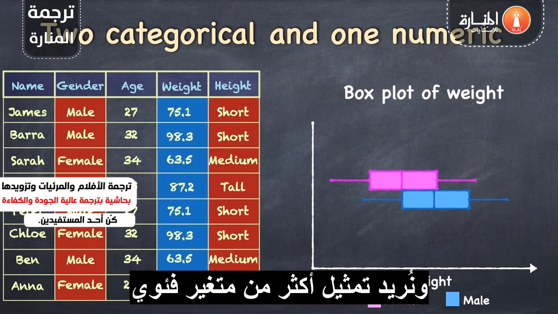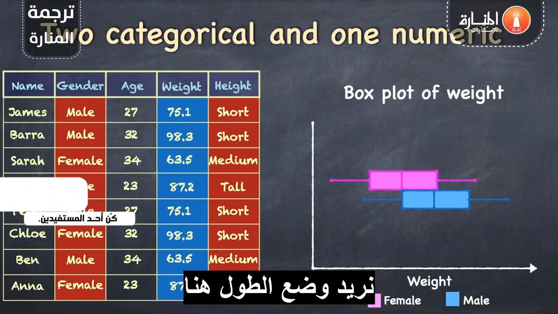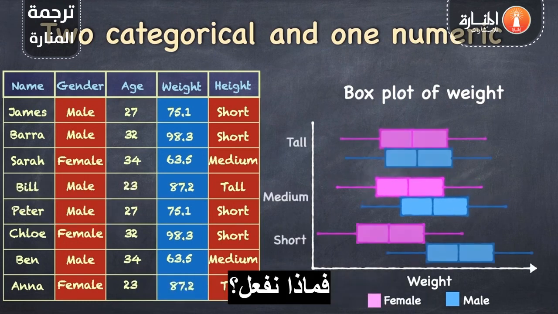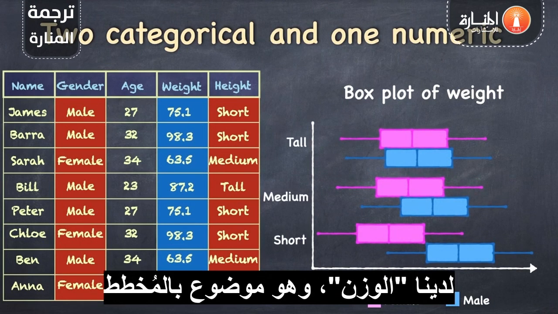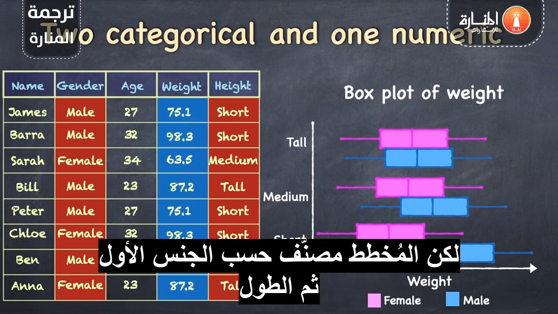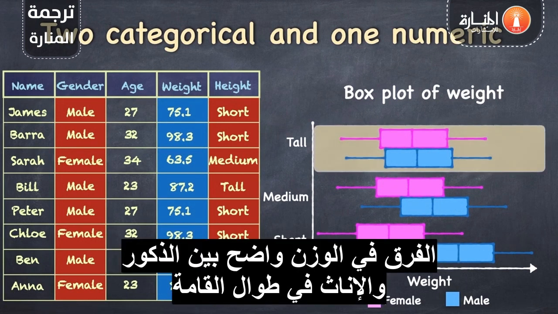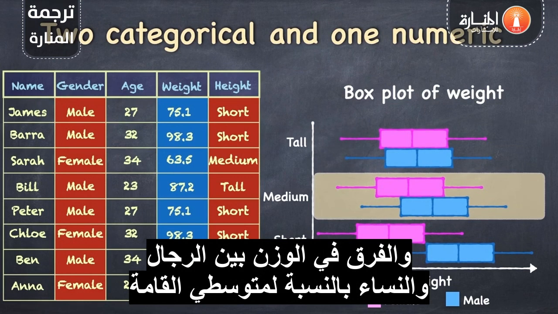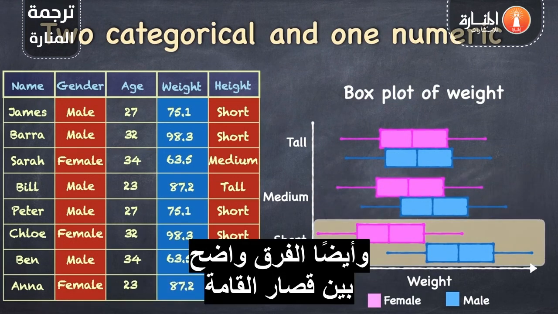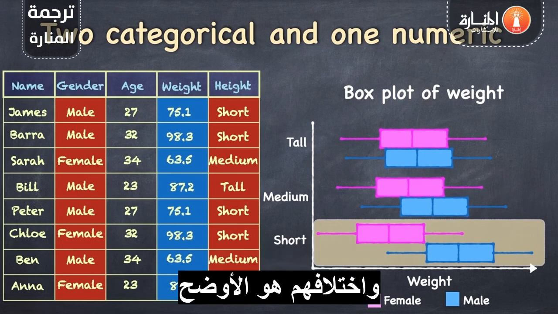And of course, we want to represent more than one categorical variable. We want to include height here. So what do we do? We disaggregate the data once again by height. So now we've got weight, and it's plotted, but the plot has been disaggregated by first gender and then height. And so we can see the difference in weight between males and females in tall people, and the difference in weight between men and women for medium height people. And of course we can see a difference amongst short people, and the difference there seems to be most pronounced.